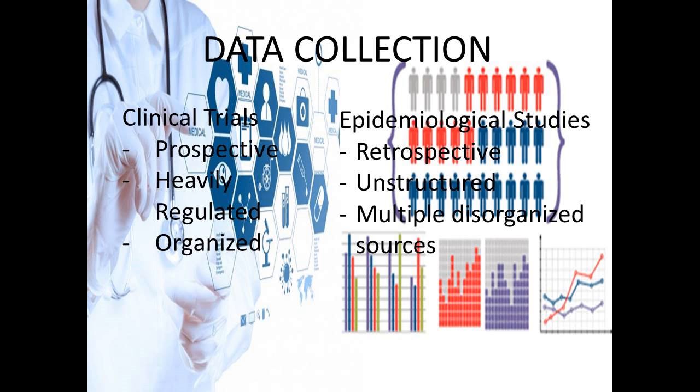So to start off, we're going to talk about data collection. And really, there are two main sources of where you can get data in an informatic research project. The first way to get data is from clinical trials, and there are some advantages to clinical trials. First, usually the study is prospective. It's heavily regulated, and usually the data is organized.